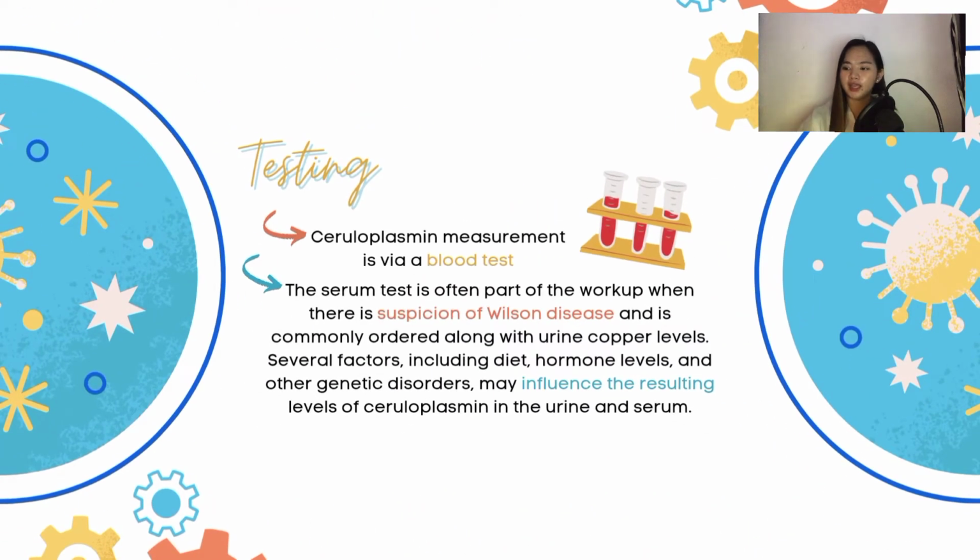Ceruloplasmin measurement is via a blood test, which often occurs by analyzing a serum sample with immunoassays, immunoturbidimetry, or immunonephelometry. The sample needs to be spun and separated as soon as the laboratory receives it and assayed promptly. The serum test is often part of the workup when there is suspicion of Wilson disease and is commonly ordered along with urine copper levels.